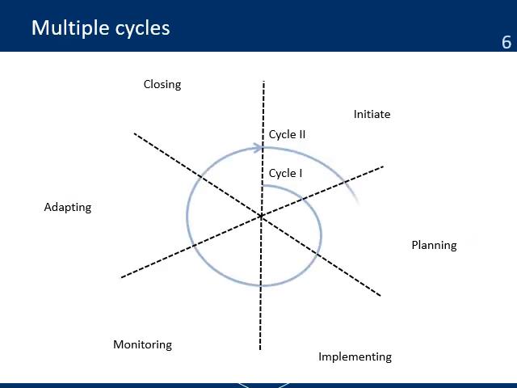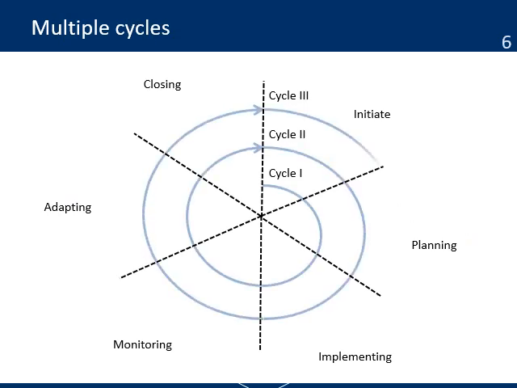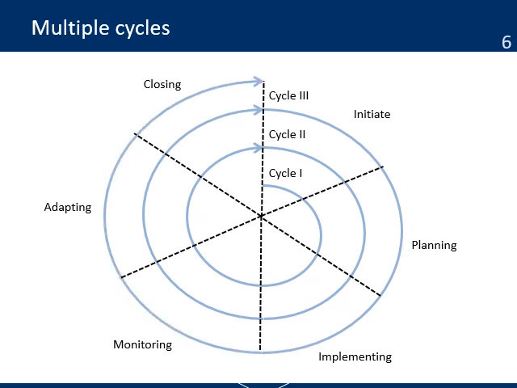There can be many cycles depending on the size and complexity of a project. On the first cycle, you will use all these phases: initiating, planning, implementing, monitoring, adapting, and then closing phase in your first cycle. Then on the second cycle, you go through the same phases. The project management cycle continues in a spiral fashion until the project is completed and closed. Each cycle is improved based on the lessons learned from the previous cycle. It is a process to continuously improve the project.